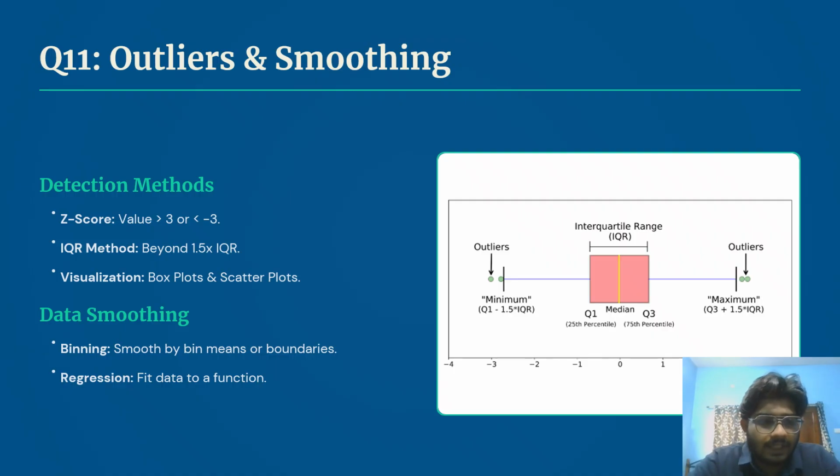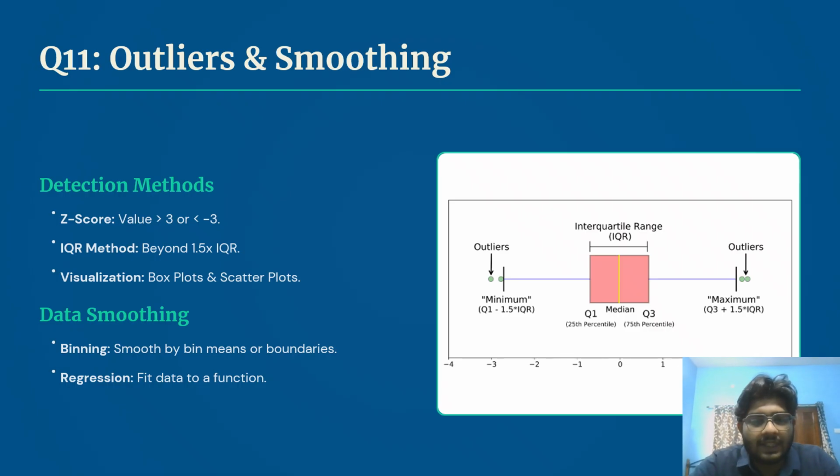So any point that sits too far outside the main box and whiskers of the data is considered an outlier. Now, once we find the noisy data, we use data smoothing to reduce that noise. Think of smoothing like ironing a shirt, right? Now, binning. We group nearby scores into bins. Then we replace all the individual scores in that bin with the bin's average. That makes the data much cleaner.